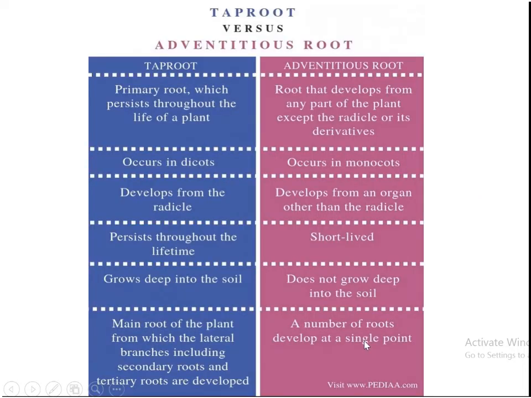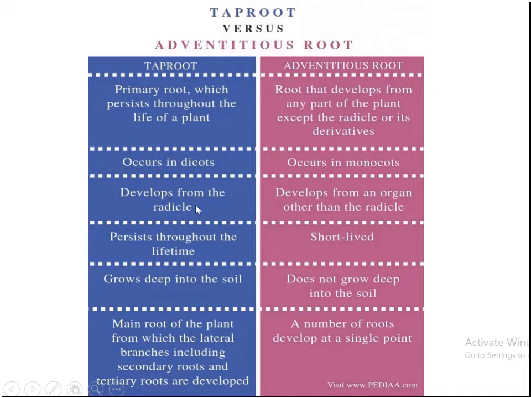Let's compare now the taproot and adventitious roots. The taproot is the primary root, and the adventitious roots develop from any part of the plant except the radicle or its derivatives. Usually adventitious roots develop from the stem, even leaves. But the taproot always develops from the radicle. Usually dicotyledon roots are taproots, and monocotyledon roots are adventitious roots.